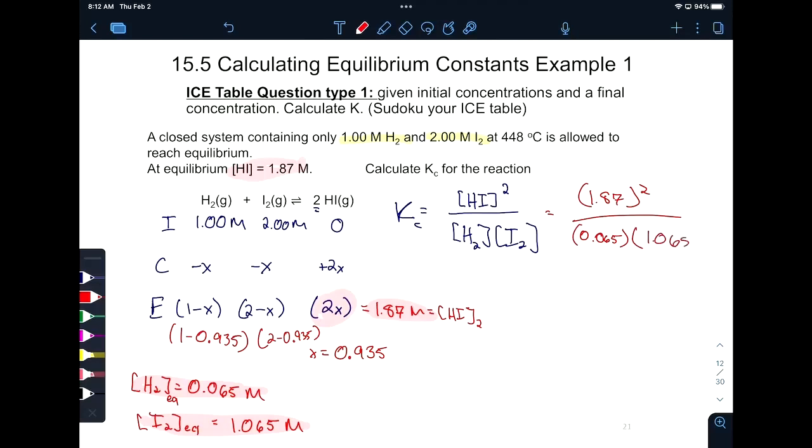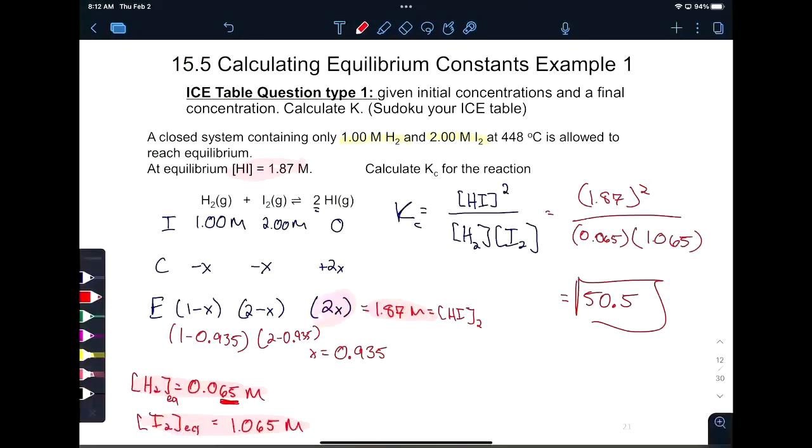All right, and then we get a Kc of 50.5, or 51. Maybe 51 because H2 only has 2 sig figs. Whoops, 51. I'm going to say 51.